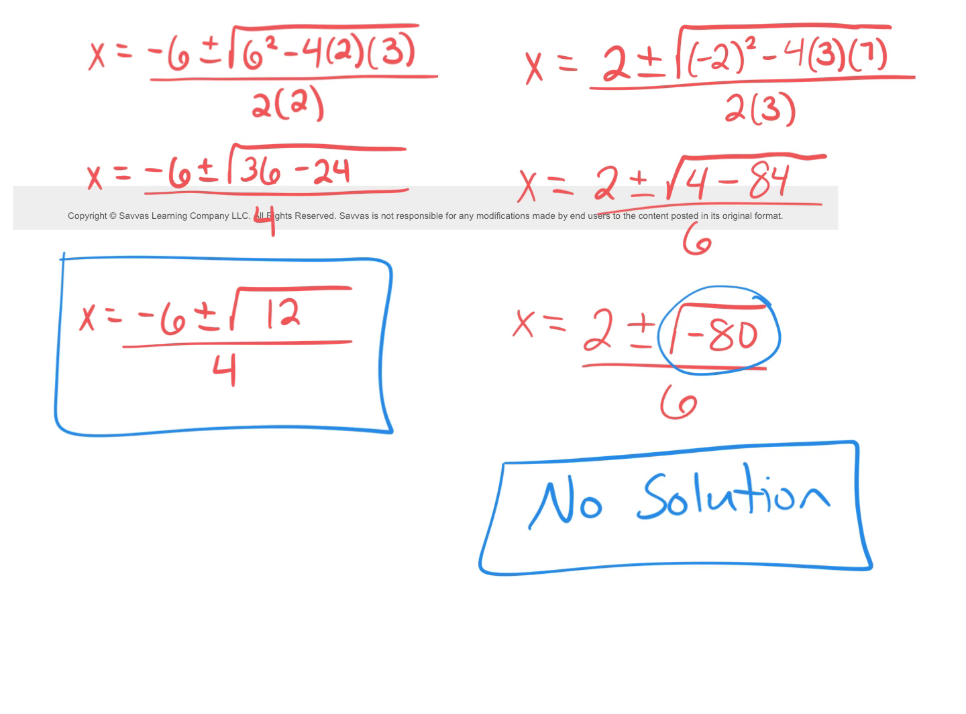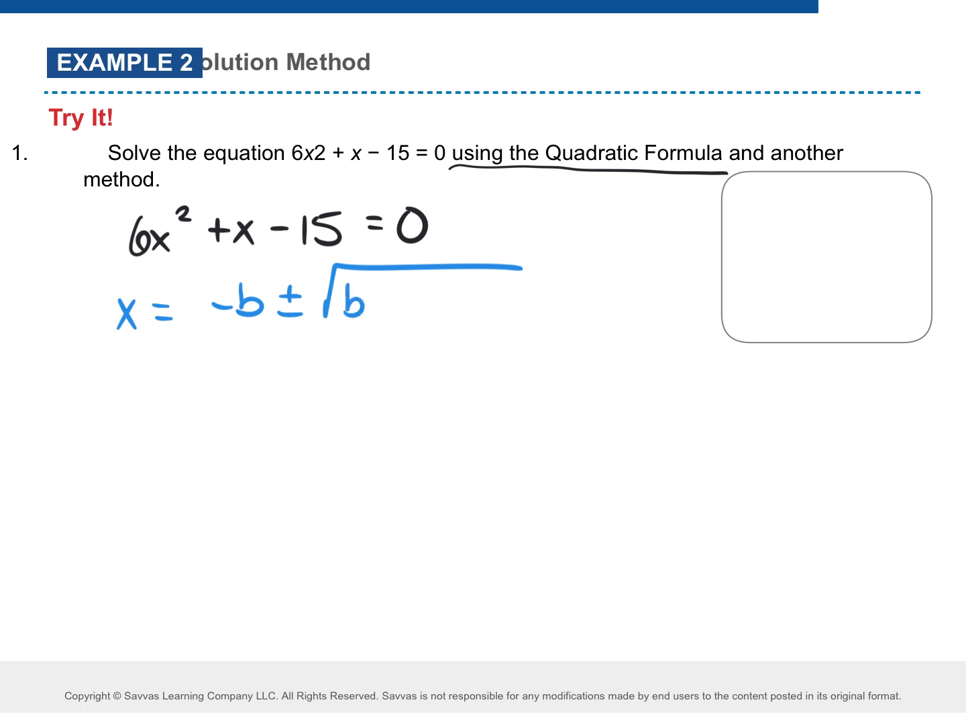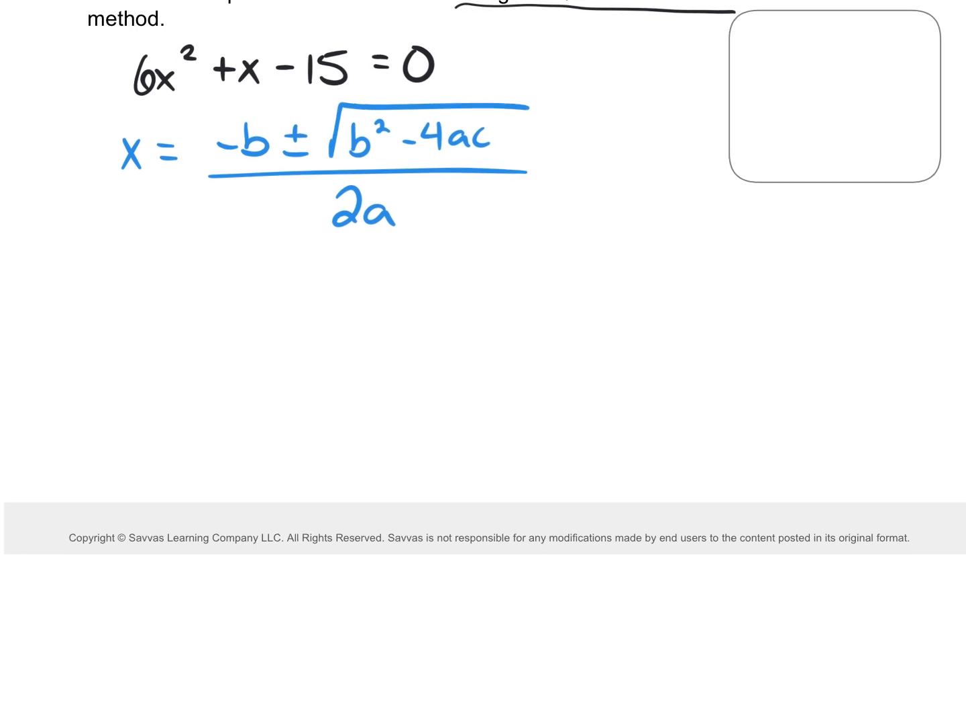All right, let's do number 2. We have 6x squared plus x minus 15 equals 0. We're going to use the quadratic formula. Again, write the quadratic formula down: x equals negative b plus or minus the square root of b squared minus 4ac all over 2a. The big step in this is just plugging in the values. What is my b value?